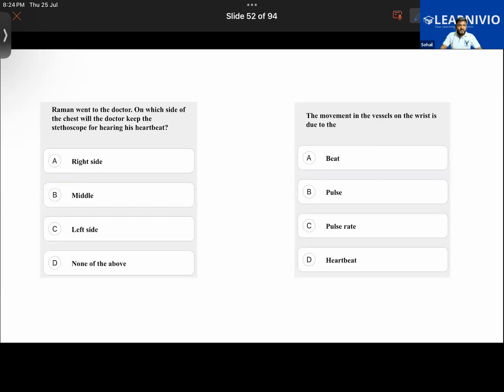So the question here is question number 3. Raman went to the doctor. On which side of the chest will the doctor keep the stethoscope for hearing his heartbeat? Okay, Suleiman, you are about to answer the previous one. So the third question is relatively very simple. Question number 4: the movement in the vessels on the wrist is due to the... So what is the cause behind that?